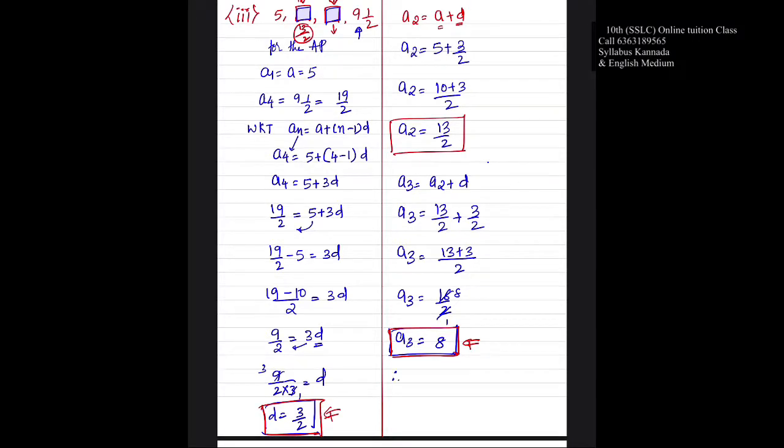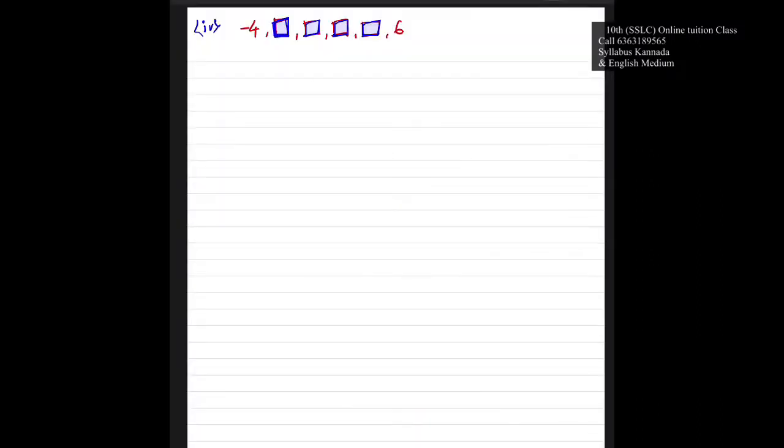Therefore, the missing terms are 13 by 2 and 8 respectively. So students, fourth problem, so here in the fourth problem, the first term is given, the second term, third term, fourth term, fifth term are not given. Okay, so the sixth term is given.